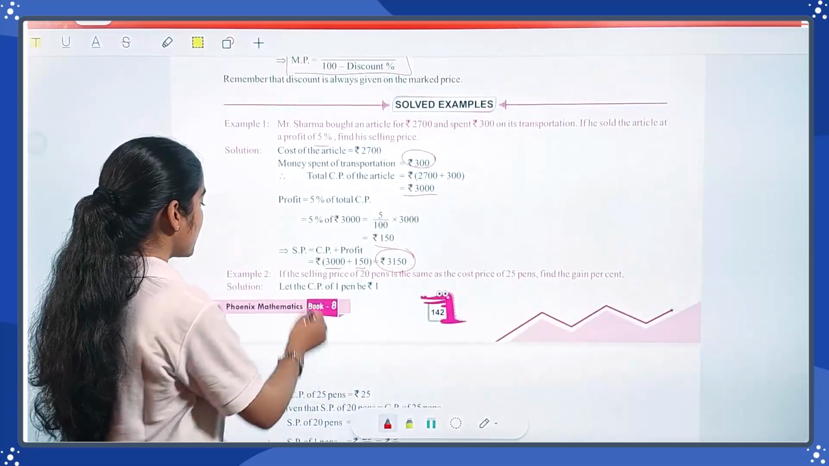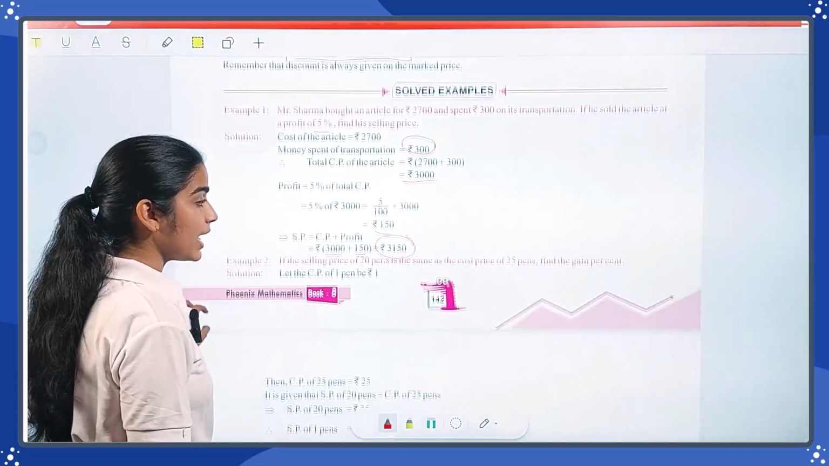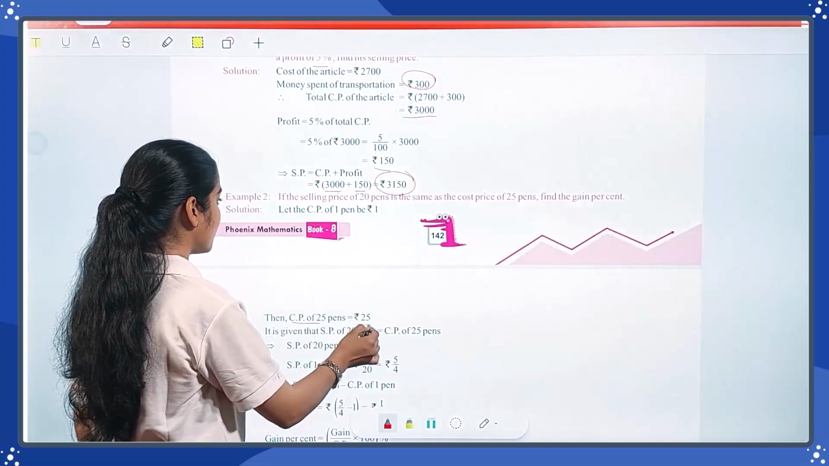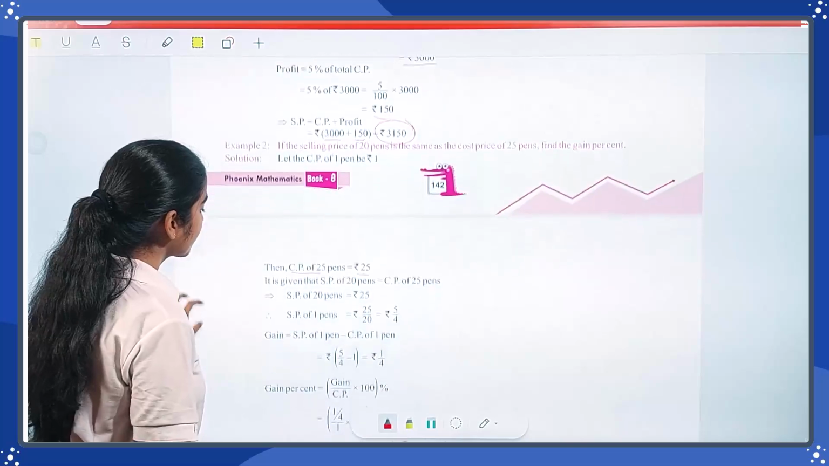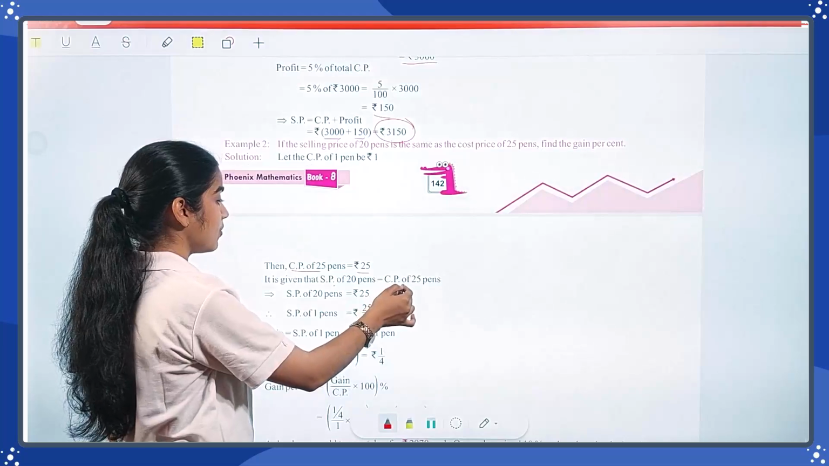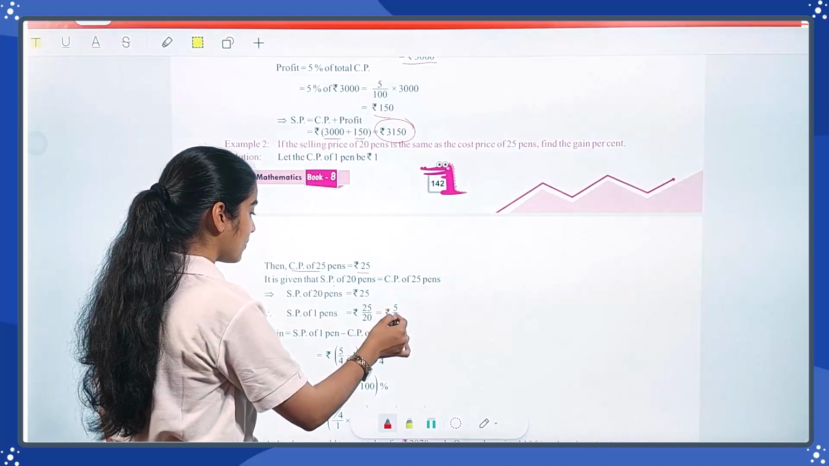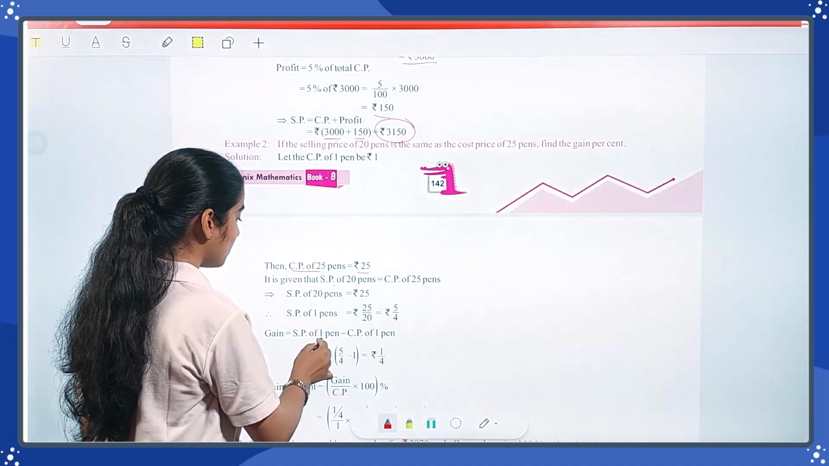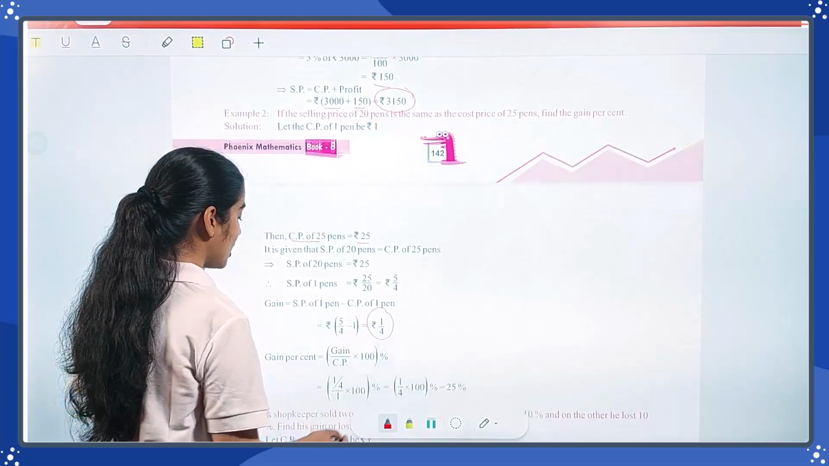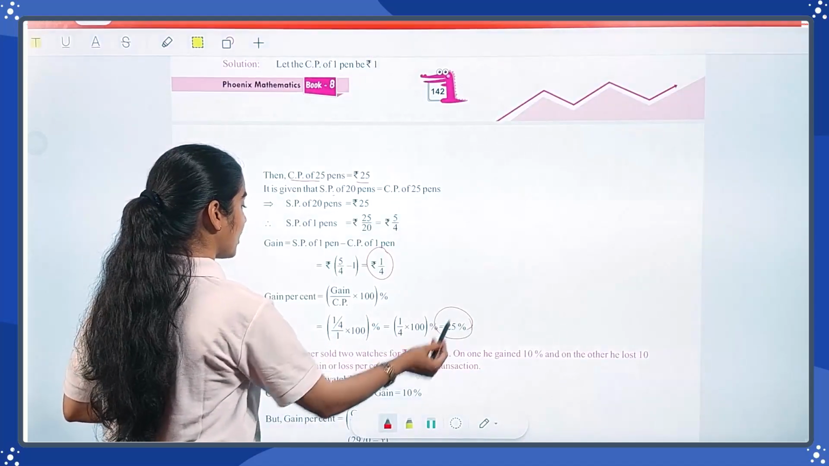So 3,000 plus 150 is the selling price. Now, if the selling price of 20 pens is the same as the cost price of 25 pens, find the gain percent. So the cost of 25 pens is 25. It is given that the selling price of 20 pens is equal to the cost price of 25 pens. So 25 upon 20 is equal to 5 upon 4. Selling price of 1 pen minus cost price of 1 pen is 5 by 4 minus 1, which is 1 by 4. Now we have to multiply the profit, 1 by 4 multiplied by 100, which is 25%.